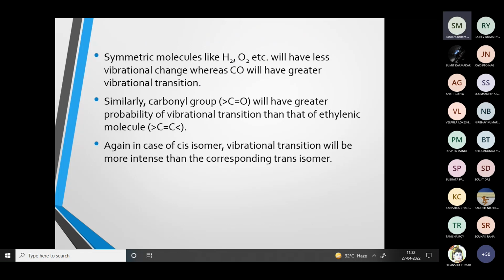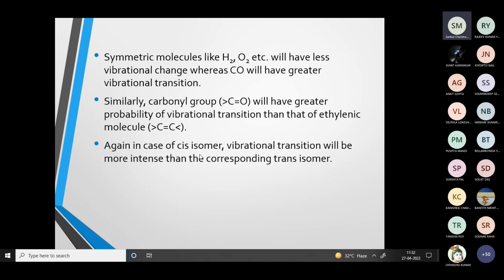So symmetric molecules like hydrogen and oxygen will have less vibrational change, whereas CO will have greater vibrational transition. Similarly, the carbonyl group, C=O, has a greater probability of vibrational transition, because due to carbon-oxygen bond stretching, the dipole moment changes more than in other cases. Similarly, the ethylenic double bond is also the same.